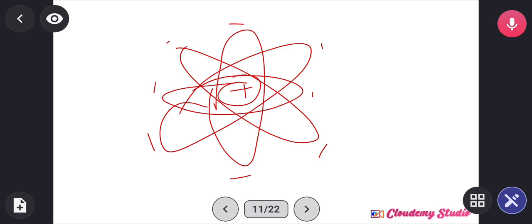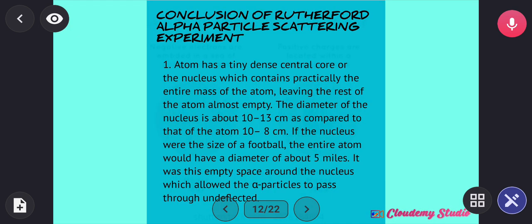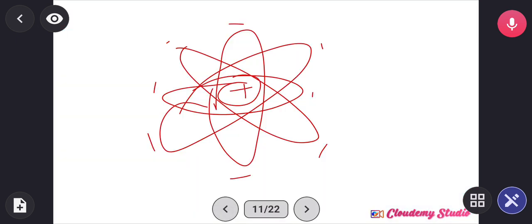Remember that I said that he discovered the what? He discovered the nucleus, right? Now what is the conclusion of Ernest Rutherford? Now, the first conclusion is that atom has a tiny dense central core, or the nucleus, which he actually discovered, which contains practically the entire mass. Now, you have to note, he said mass, not volume. There's a difference between mass and volume. It means the nucleus is heavy but small. You understand? Heavy but small.